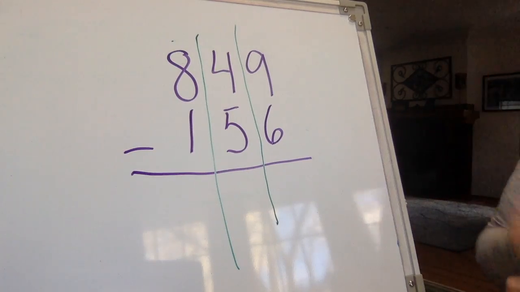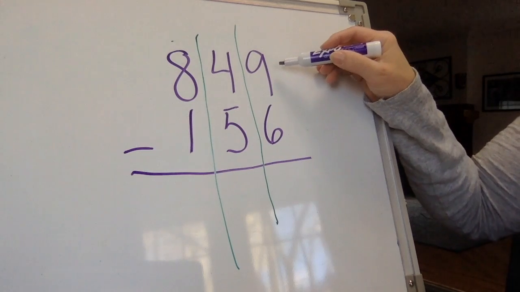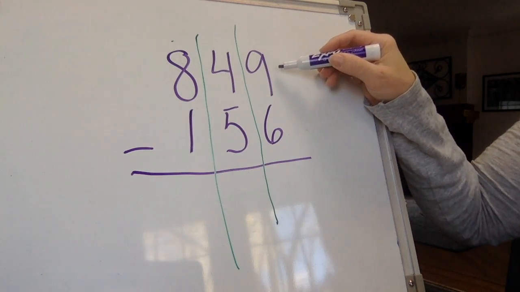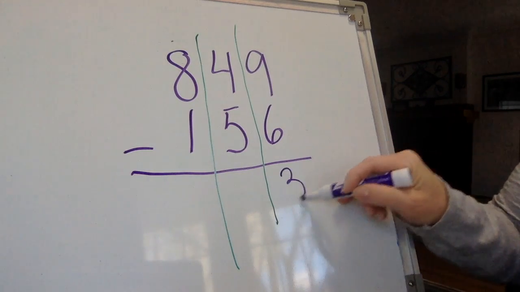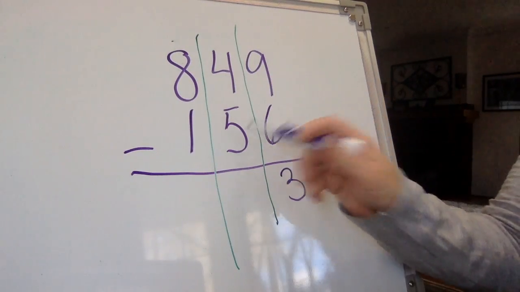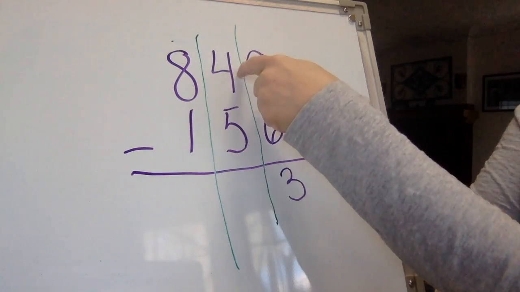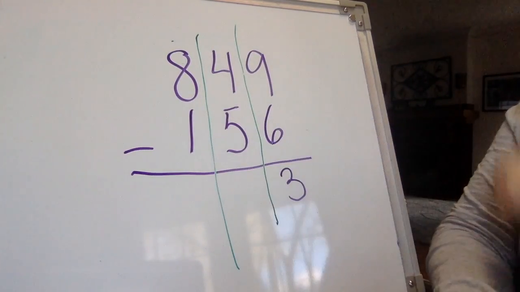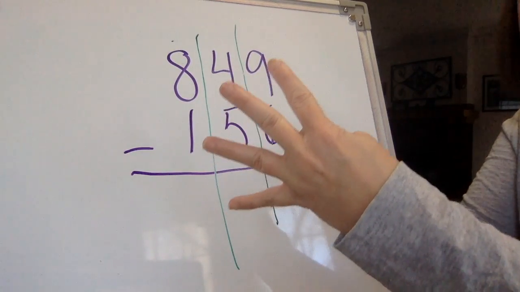All right. Let's solve 849 minus 156. So I'm going to start in my ones column like I always do. 9 minus 6. Do I need to regroup? I do not. 9 minus 6 equals 3. Let's move over to my tens column. I have 4 tens minus 5 tens. This does not say 5 minus 4. Remember, you start reading it at the top. 4 minus 5. I don't know how to take 5 away.